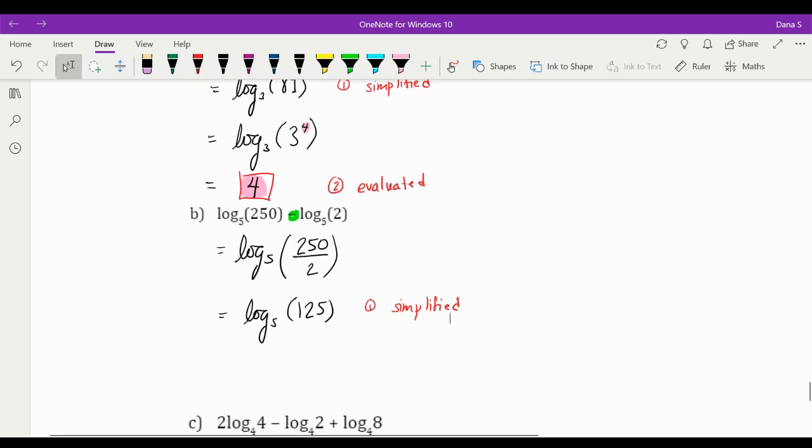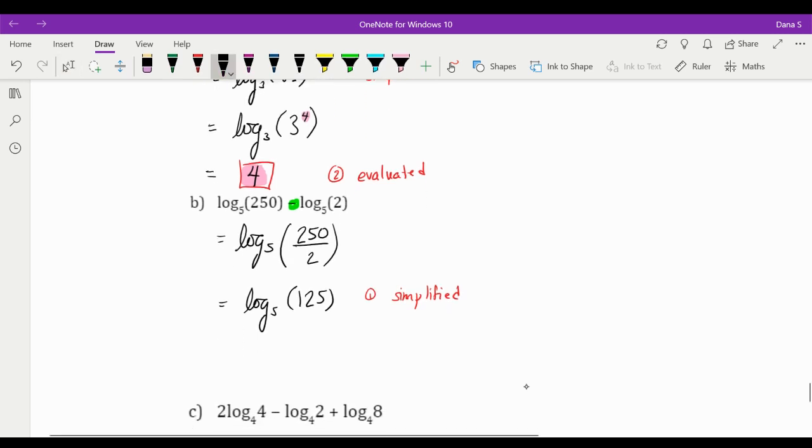So the question you want to ask yourself is, 5 raised to what exponent produces a result of 125? 5 raised to the exponent of 3 produces 125. So this logarithm evaluates to 3.